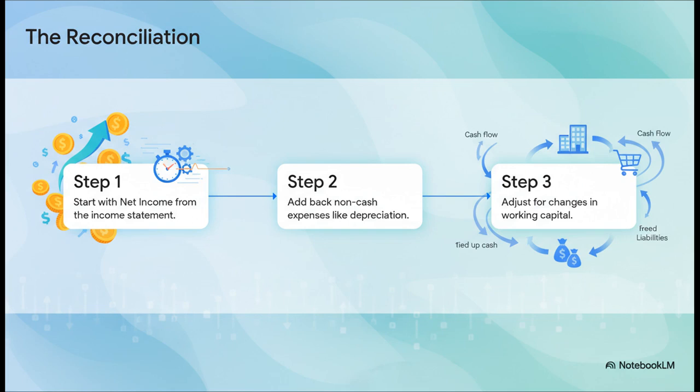The whole thing is really just a logical three-step process. First, you grab your net income. Easy enough. Second, you add back any expenses that weren't actually cash, like depreciation. It lowered your profit, but no cash actually left the building. And third, and this is the really crucial part, you adjust for changes in your working capital. This is all the money tied up with customers who haven't paid yet or in inventory sitting on a shelf.